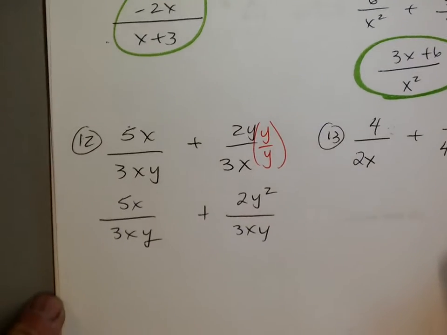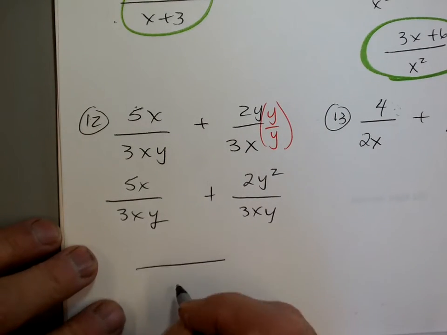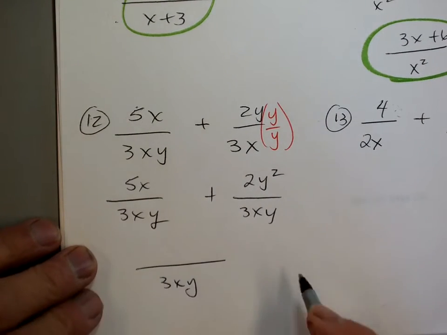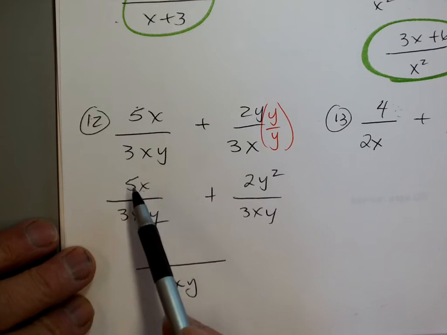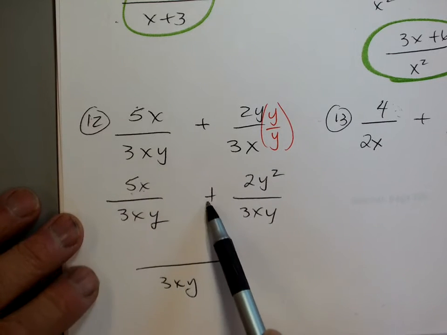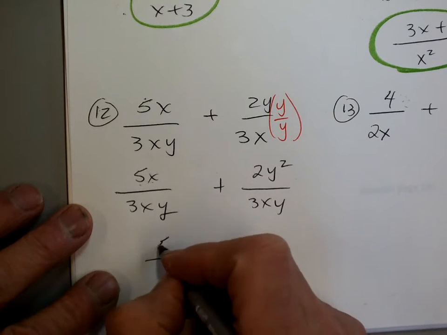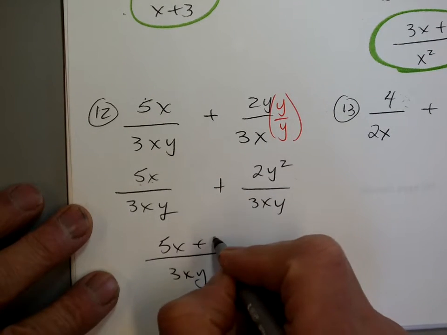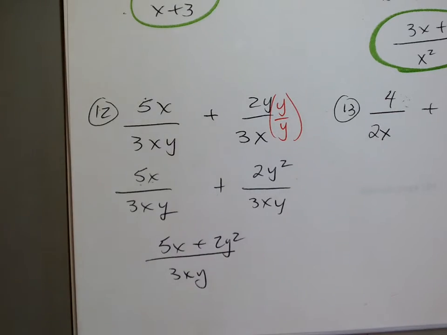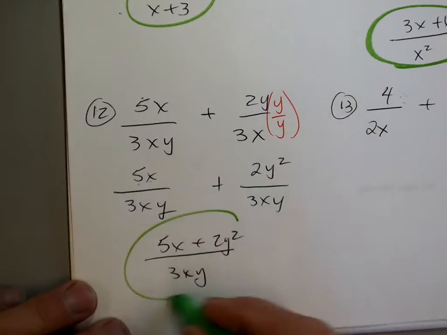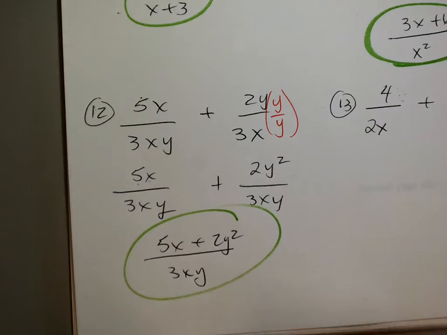What is it? Well, it is just my, boom, 3xy. And what is on top, the numerator, add them together. I'll have a 5x plus a 2y squared. I cannot really add those, so I'll just go 5x plus a 2y squared. Boom, done. Okay, awesome.